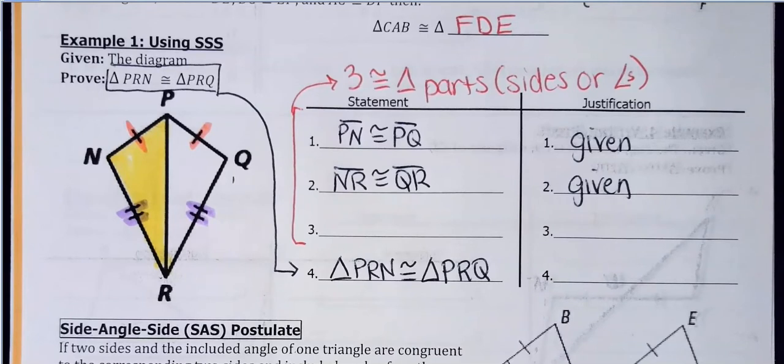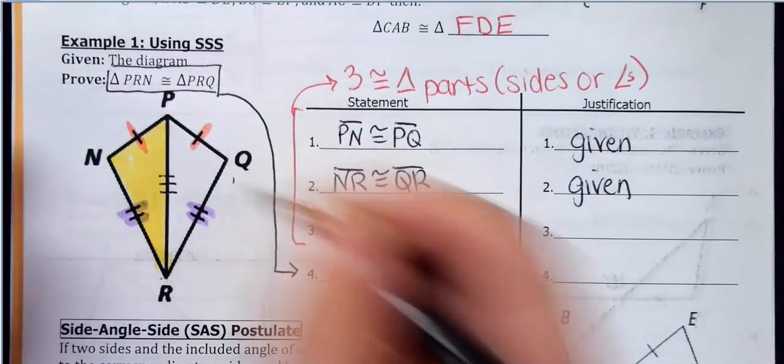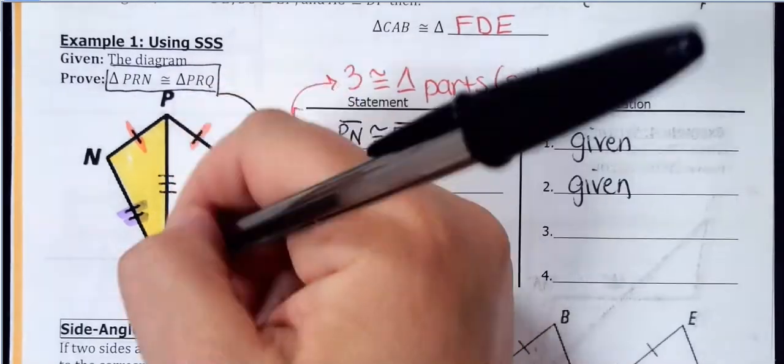So what else can I have from the diagram? Anything that stands out to you that would be like a side or an angle that I can have in that picture? Exactly right. Okay, so PR is in both triangles. Do you remember what the reason for that is called? Reflexive. Yes. Okay, so PR, that segment is in both triangles.